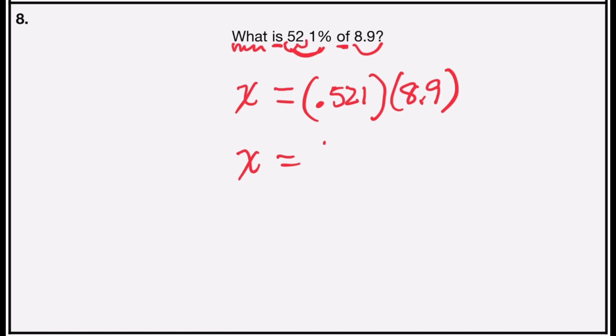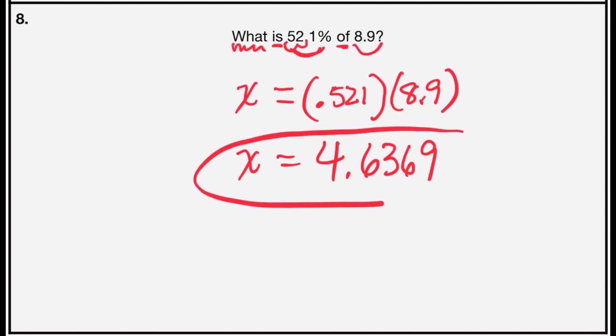Since x is already solved for, if I punch 0.521 times 8.9 in a calculator, I find out that x equals 4.6369. So, what is 52.1% of 8.9? It's 4.6369.